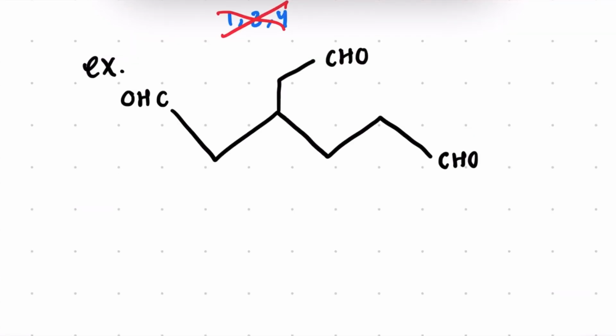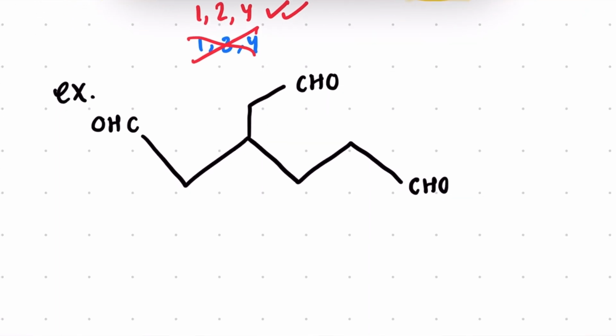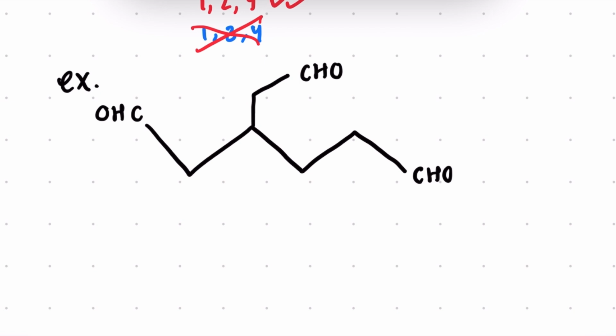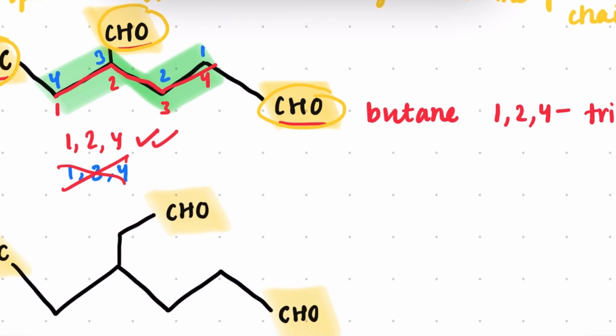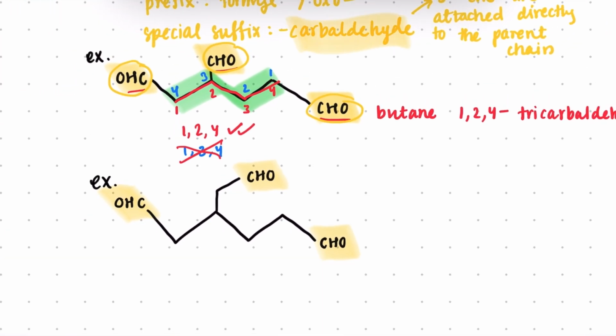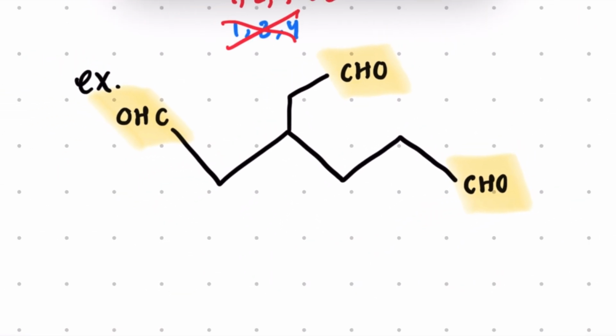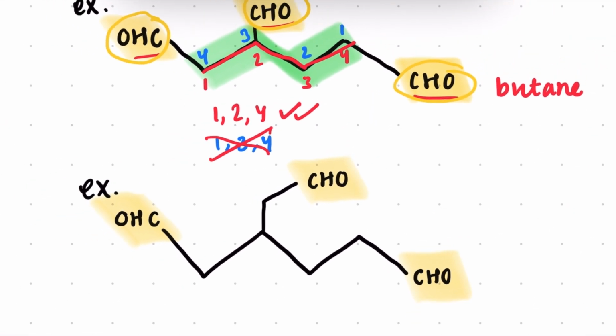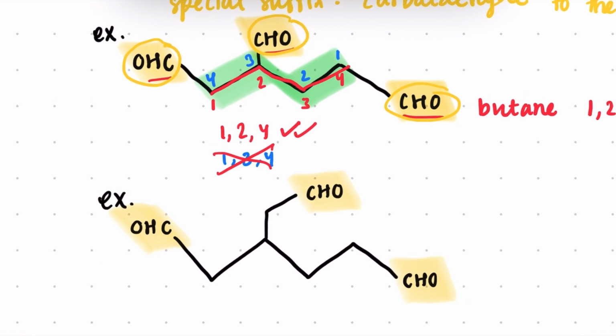Okay, so here's another example regarding aldehydes. So let's get started. So when we're looking at this compound, we see that we have 3 aldehydic groups. However, in this case, we will not use the carbaldehyde suffix because of one simple observation that we can have in this compound. And that observation is that all 3 of these aldehydic groups are not directly attached to the parent chain as shown in this example right here.